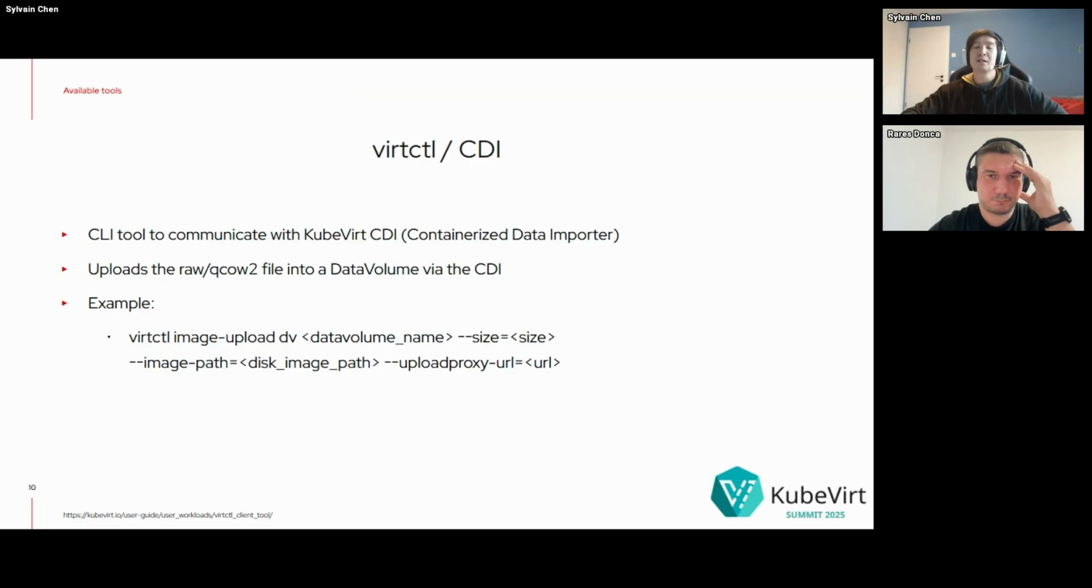So virtctl is the main tool to communicate via CLI with KubeVirt to start VMs, but also to upload some of the images here via the CDI, so the containerized data importer, and it can upload that into a data volume, which then creates a persistent volume claim. Then we can use it later on for the VMs. Another example, we see it in the demo anyway.